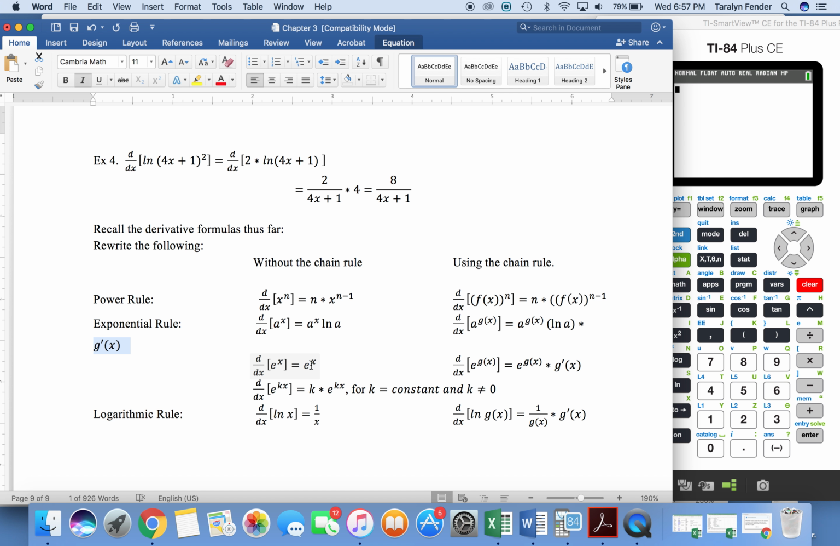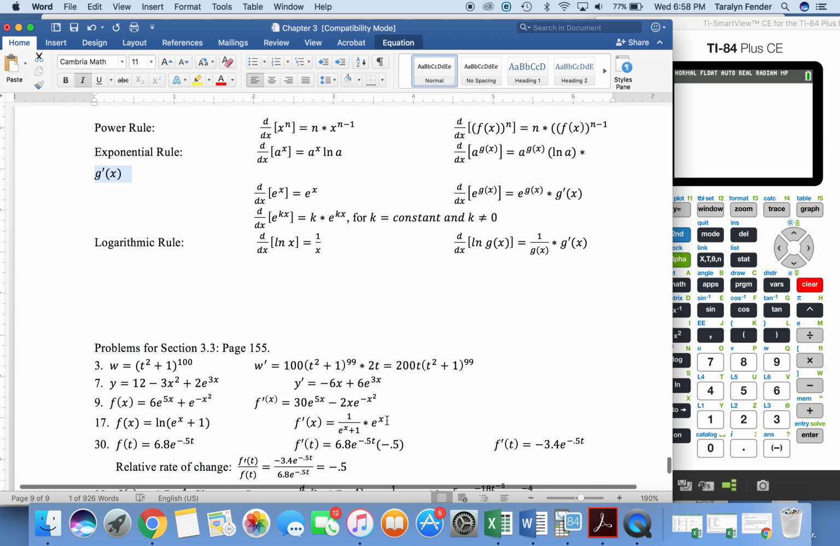Derivative of e to the x is e to the x, but if the x has anything added to it, like 5x, then you have e to the g of x that always stays the same, times the derivative of the exponent. e to the kx has derivative k times e to the kx, for k equal to a constant and not equal to 0. Logarithmic: 1 over x for natural log, and then if you have natural log of some function, you're going to have 1 over g of x times g prime of x.